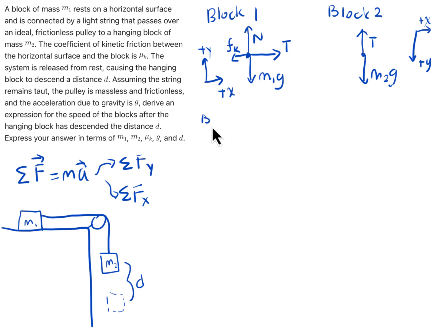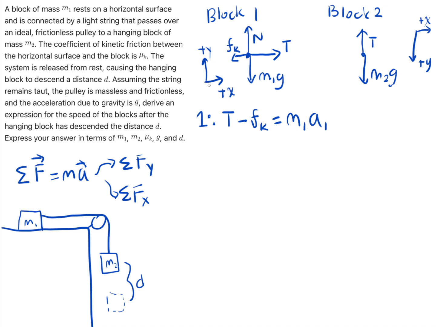So this is for block 1. Let's start with the x direction. In the x direction, we have the tension and the force of kinetic friction. The tension points in the positive x direction as defined here, and the force of kinetic friction points in the negative x direction. And that's all the forces in the x direction. So we set that equal to the mass of block 1, m1, times its acceleration, a.